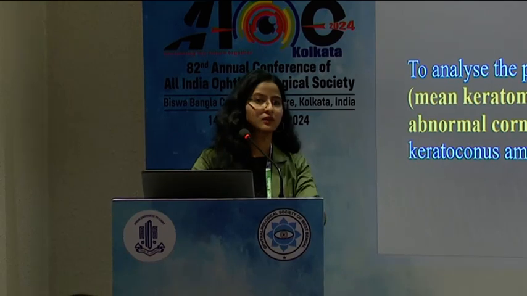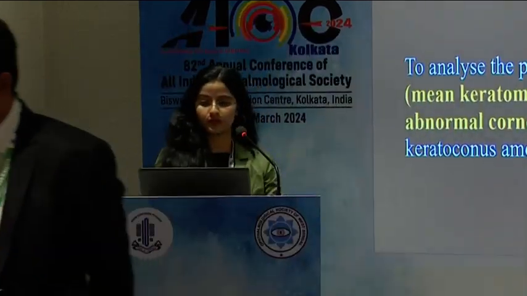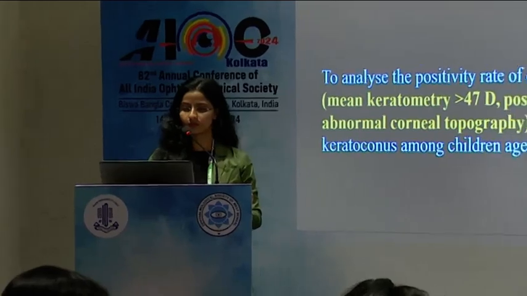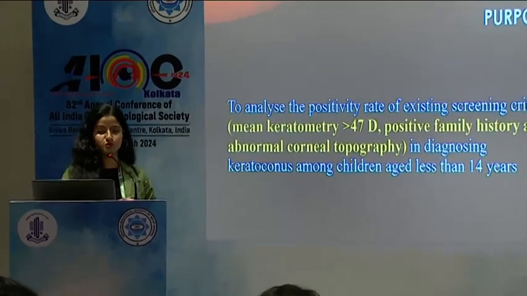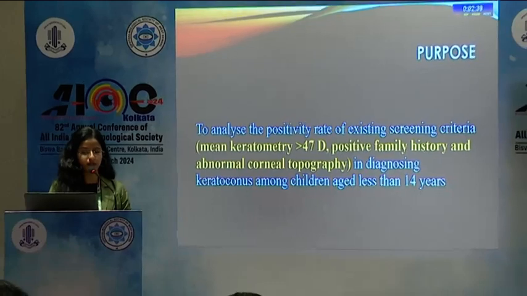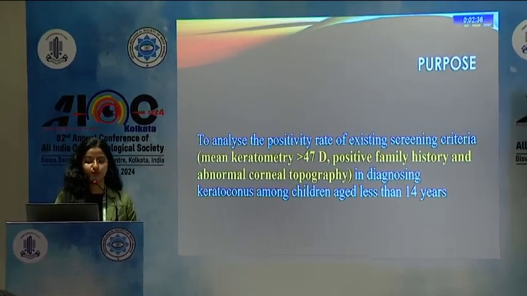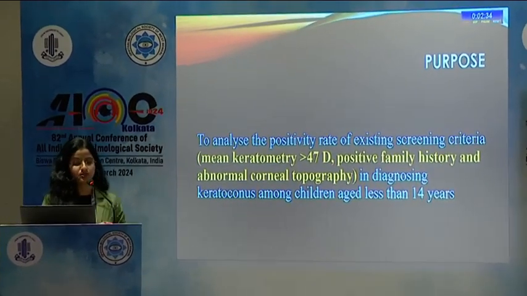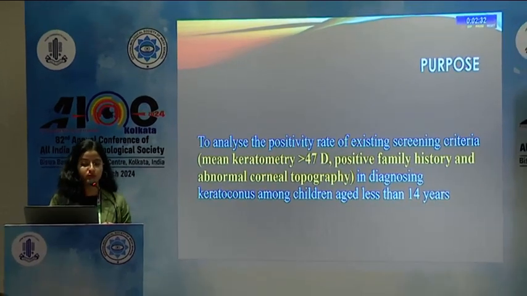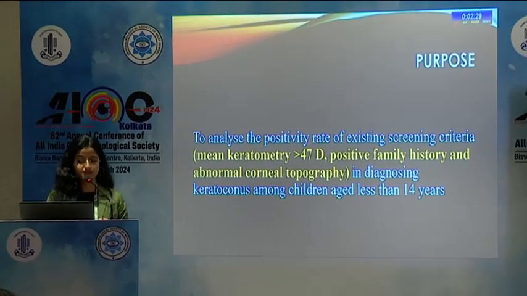So, good morning to all. My topic for today's presentation is effectiveness of screening criteria in diagnosing keratoconus among children. The purpose was to analyze the positivity rate of existing screening criteria, which included mean keratometry of more than 47 diopters, positive family history, and abnormal corneal topography in diagnosing keratoconus among children aged less than 14 years.